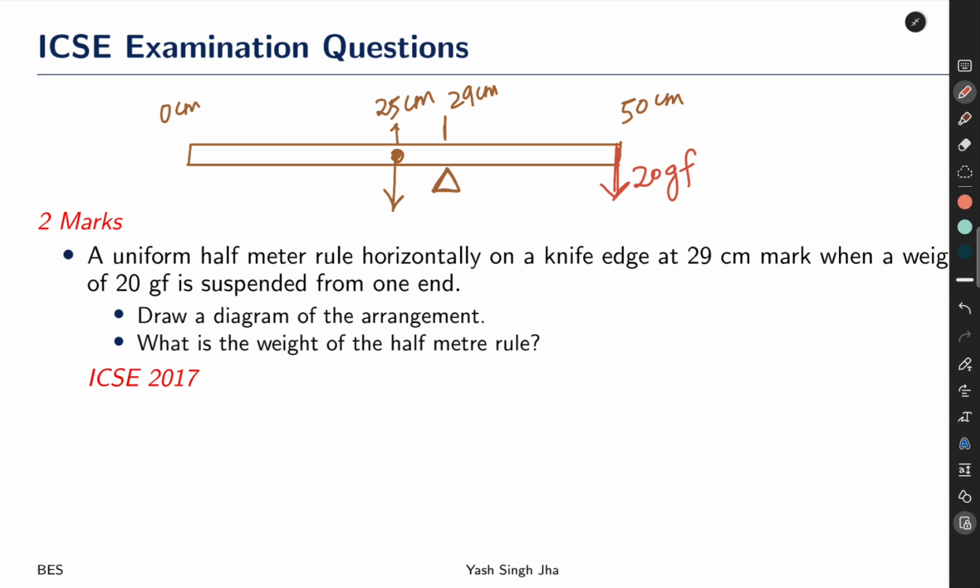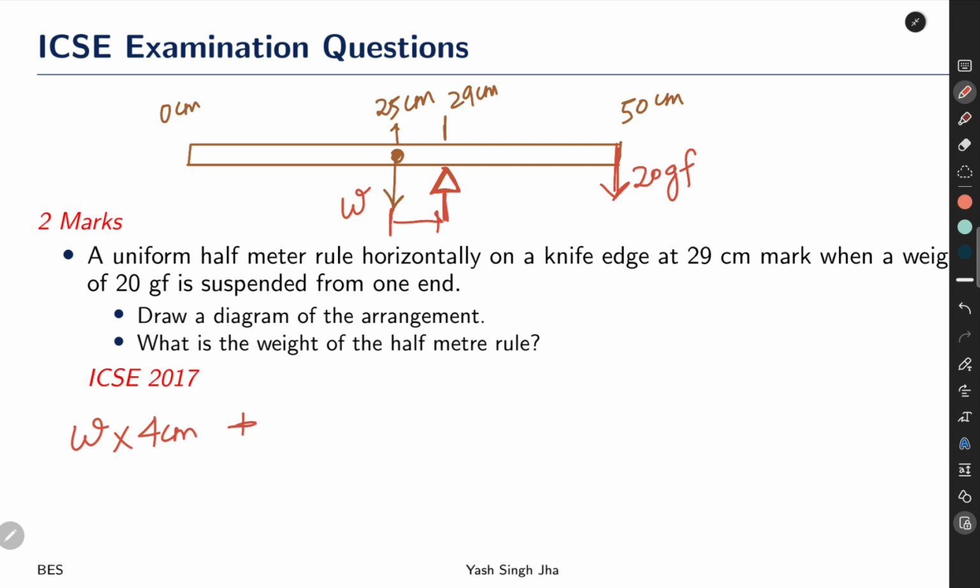So we can find out the weight of the meter rule. Let the weight of the meter rule be W. It's again very simple. What is the torque due to force W? W into the distance from the point of rotation. The point of rotation is the knife, and the line of action of force is at 25. Distance is 4 centimeter. It is anti-clockwise, so it is positive.